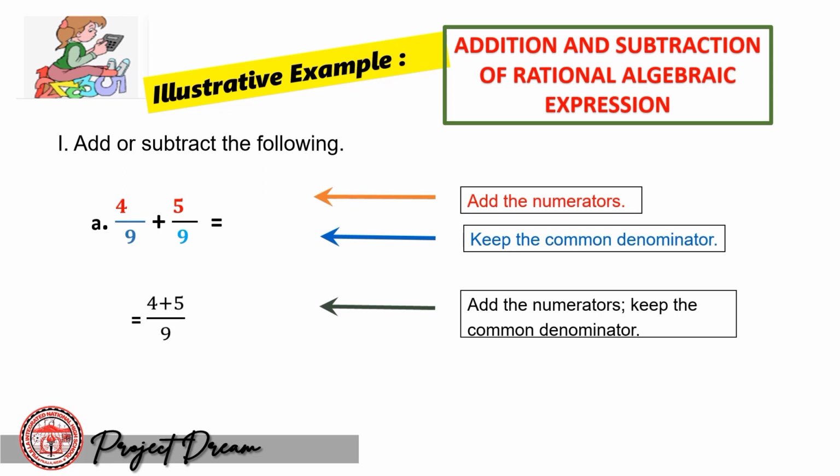Adding 4 and 5 is 4 plus 5 over 9, which is equal to 9 over 9, or in lowest terms, 9 over 9 is equal to 1. So this is the lowest term of 9 over 9, 1. So your final answer is 1.